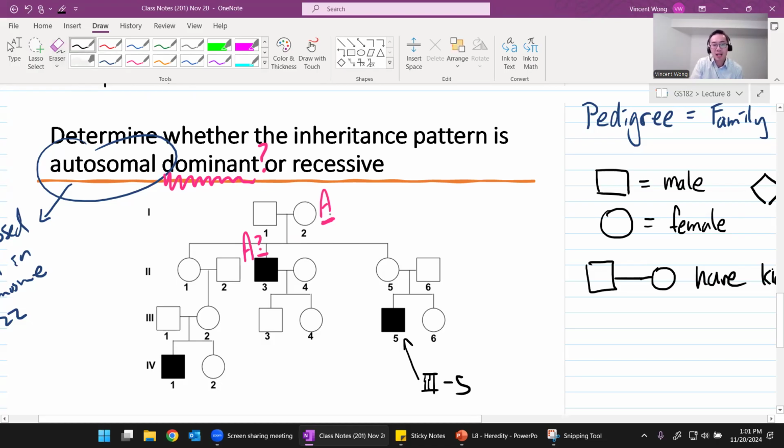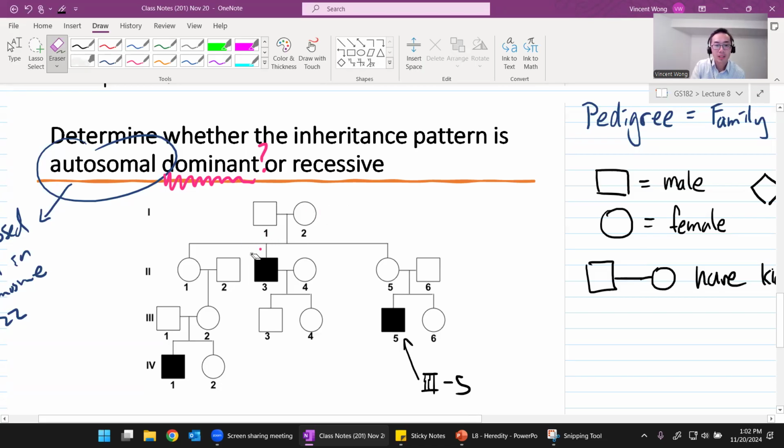But we don't see that. She's not shaded. And that tells you it's not possible for this to be a dominant trait. Because if it's the dominant trait, then at least one of the parents has the same trait as the child.